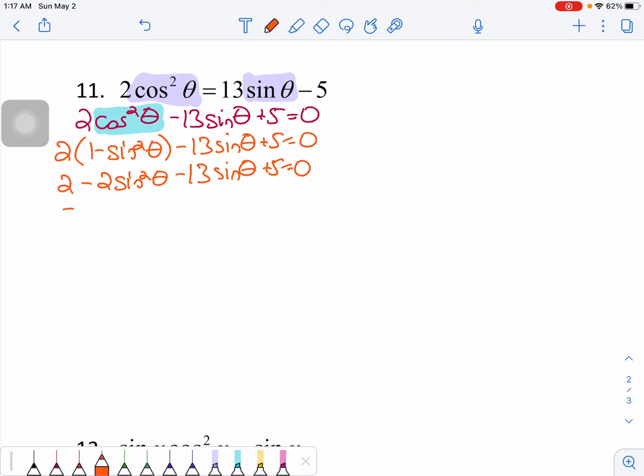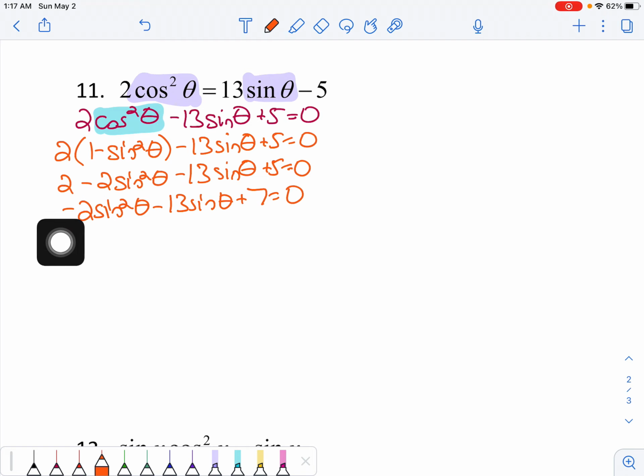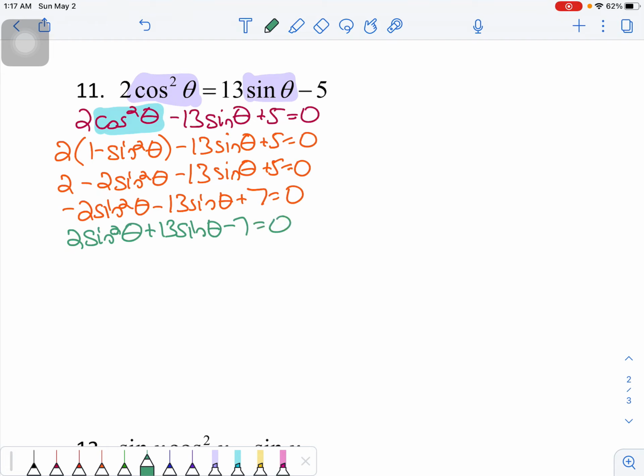I'm going to collect up some like terms. So negative 2 sine squared theta minus 13 sine theta, let's see, plus 7 is equal to 0. Now, I'm not a huge fan of the fact that this is negative as my leading term. I could leave it as it is. I'm not going to. I'm going to go ahead and multiply every single term, I know I can get that out eventually, so every single term by a negative. And so all the signs are going to switch. So this is going to become positive 2 sine squared theta plus 13 sine theta minus 7 equals 0.